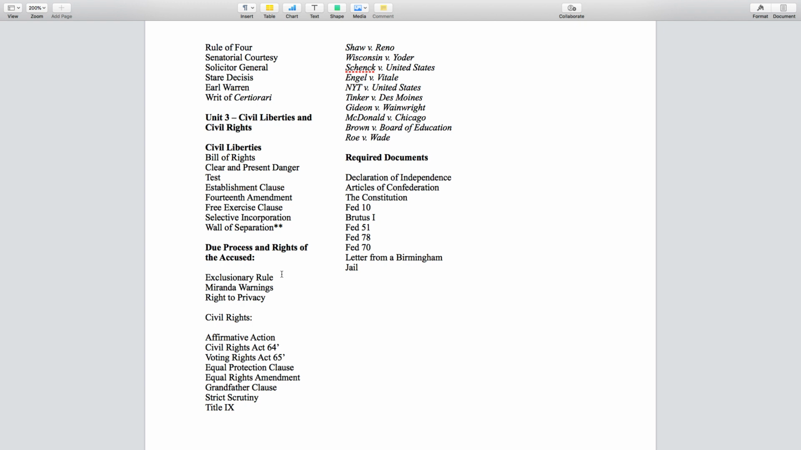Miranda warnings came out of the Miranda versus Arizona case. And the police basically just have to, at the state level, notify you of your Fifth and Sixth Amendment rights. Right to privacy.